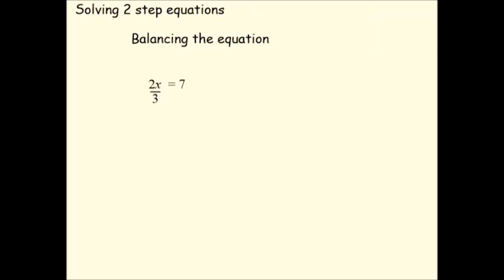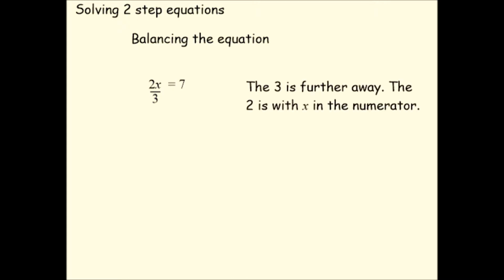Okay, next one, we've got once again 2 steps. The 2 and the 3 need to be taken care of. So the 3 is further away, it's in the denominator, as opposed to the 2 which is with the x in the numerator. So I'm going to get rid of that 3 first.